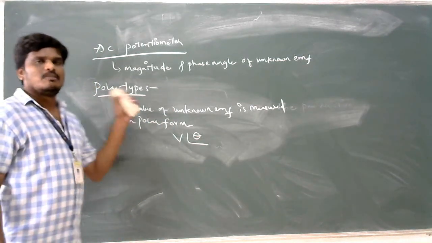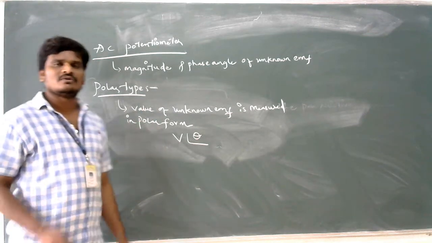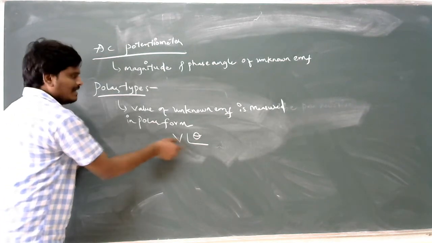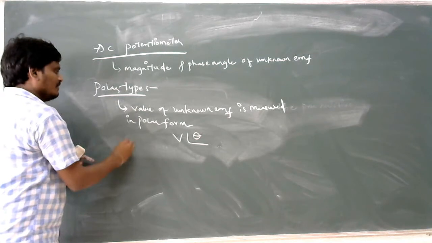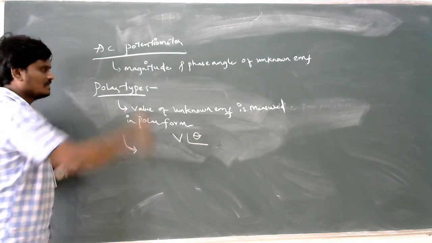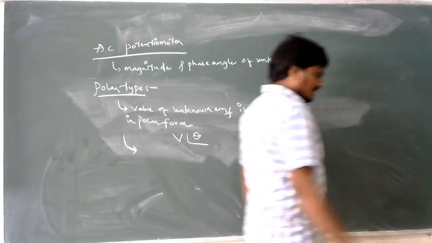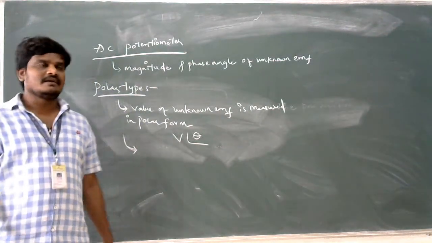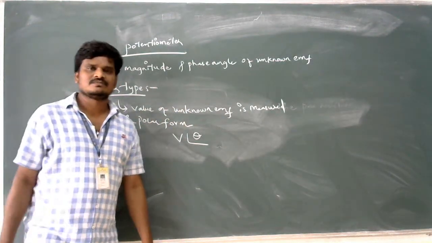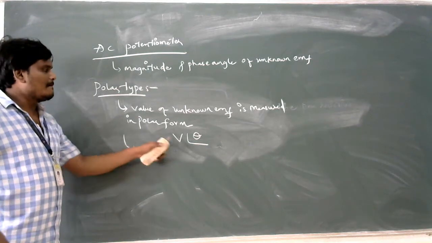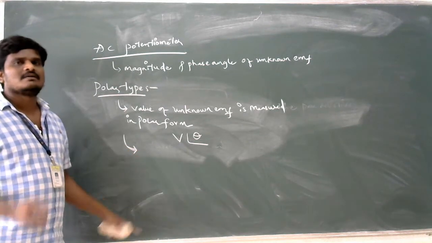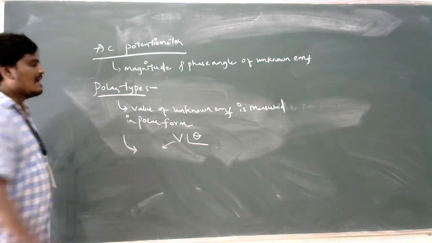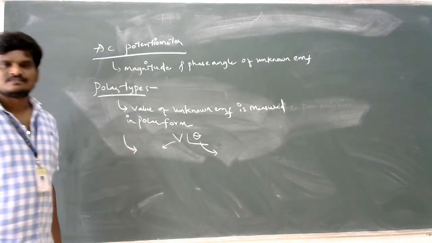In a polar type potentiometer, the value of the unknown EMF is measured in polar form, represented as V at an angle theta, where V represents the voltage and theta represents the phase angle of the unknown EMF which is to be measured. Here the magnitude of the unknown EMF represents one axis and theta represents the other axis.